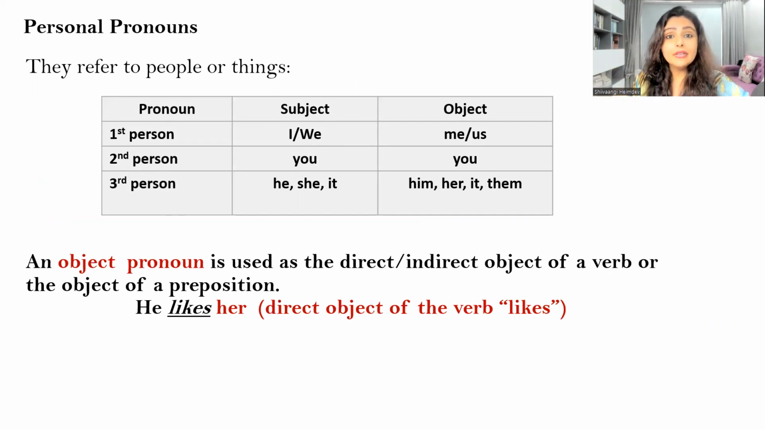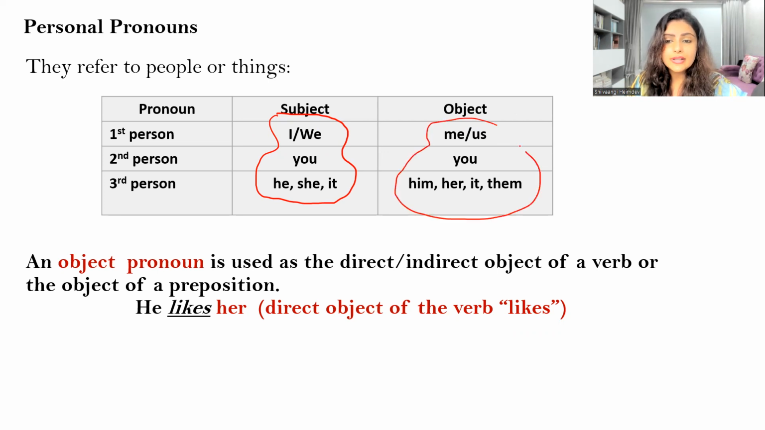There are personal pronouns that play the role of a subject in the sentence. Those are known as subject pronouns, like I, we, you, he, she, it. These are all subject pronouns. On the contrary, we also have object pronouns. Object pronouns always play the role of an object in the sentence.